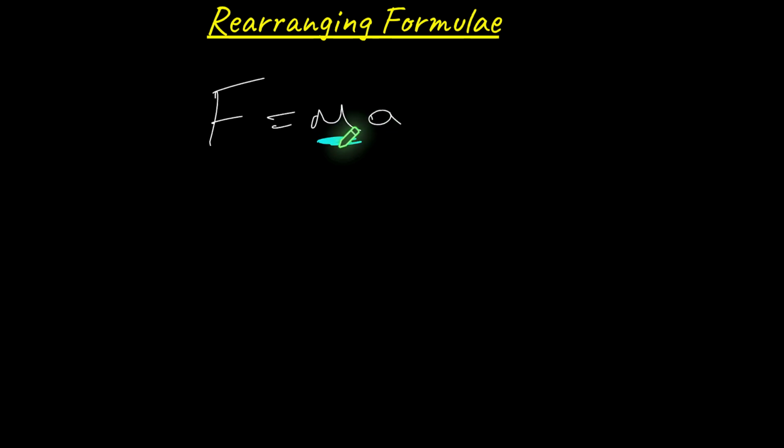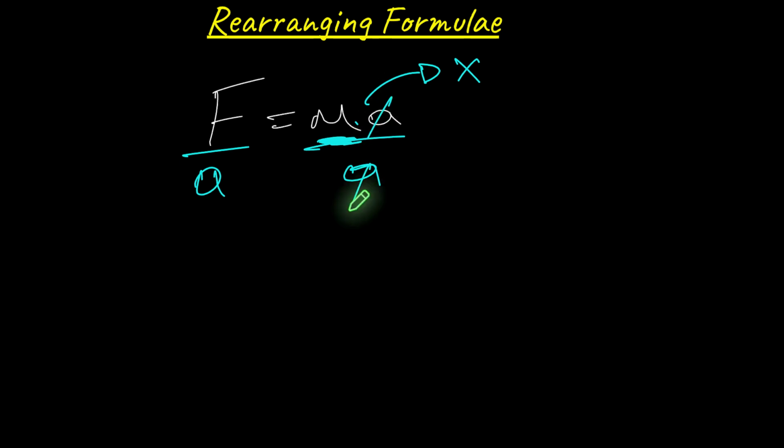Now, the first thing that we need to be aware of is whenever we have two letters next to each other as it is now, the operation that we're looking at between them is really multiplication. So if we're going to make mass the subject and the operation between mass and acceleration is multiplication, then we know the inverse of multiplication to be division. So if we were to divide by acceleration, then acceleration will cancel out acceleration, leaving us with just mass as force over acceleration. And that's us making mass the subject of the formula.